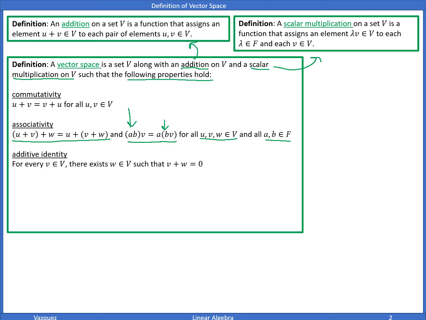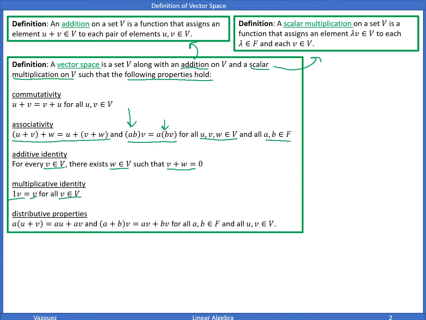Something else is the additive identity. So for every vector v in the vector space V, there exists a vector w such that if you add those two, we get 0. We have the multiplicative identity, which is 1 times a vector is just the vector, for all vectors in V.